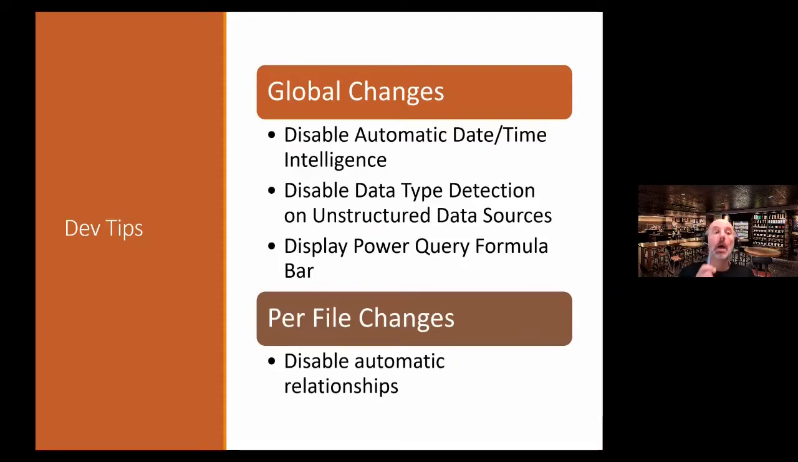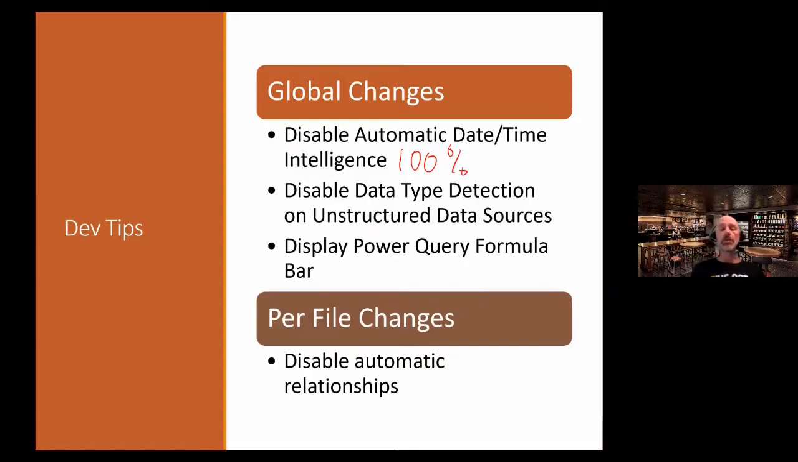Thank you. Okay. So development tips. These are things that will help you make your data modeling experience a little bit better. And we're gonna start here to switch to Power BI Desktop as we go through this. So the first thing I always do is disable automatic date time intelligence. Just you do it. This one is 100%. Always do this.